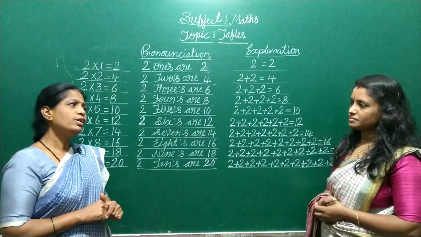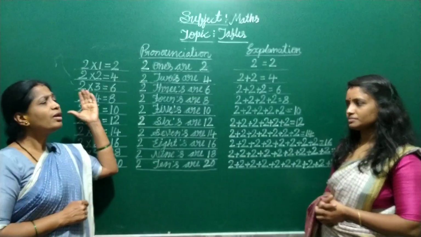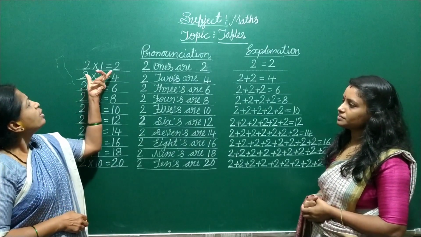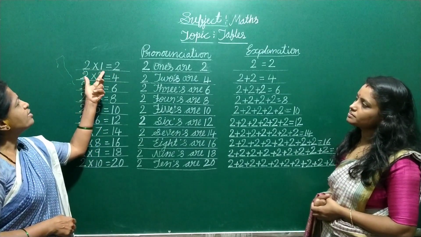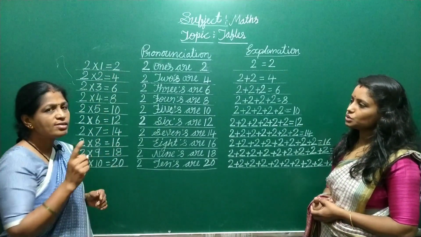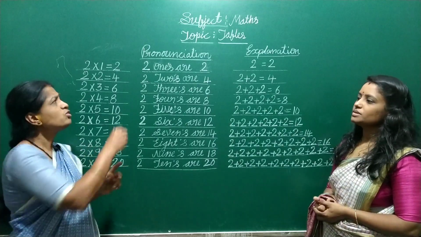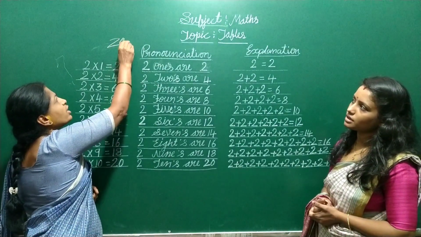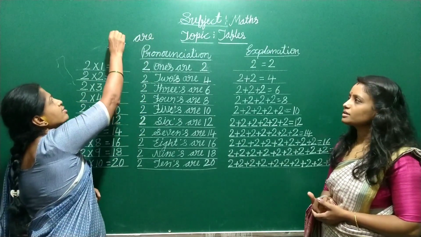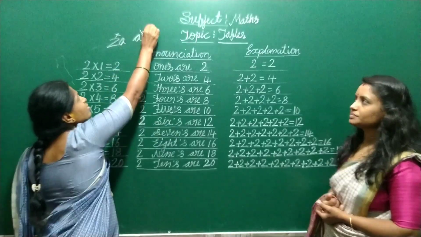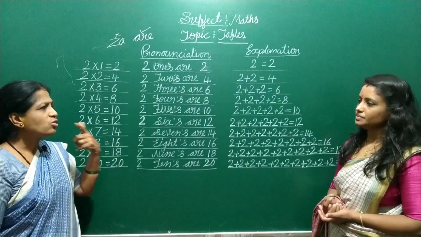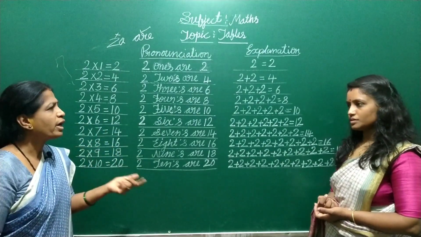Rupa, today we will learn how to pronounce the two ones are two table. Here you can see two ones are two. Some are pronouncing it "za". You should not pronounce "za". Instead of "za", you have to pronounce "are". This is the wrong method. You have to pronounce "are". I'll pronounce, you also pronounce with me.